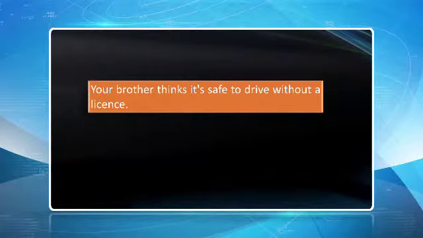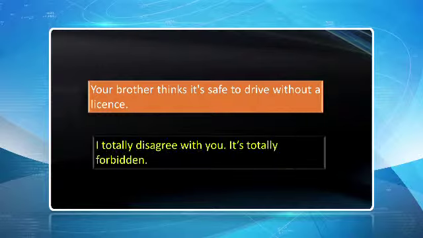Next situation, your brother thinks it's safe to drive without a license. That's very dangerous. So you need to, of course, give advice and give a response at the same time. How would you put both of them into one very good answer? That's correct. You can say something like, I totally disagree with you. It's totally forbidden. It is forbidden for people to leave their houses and drive in their cars without having a driving license.